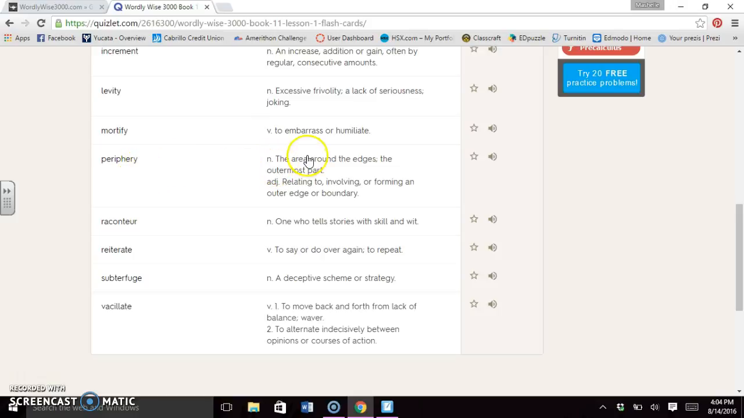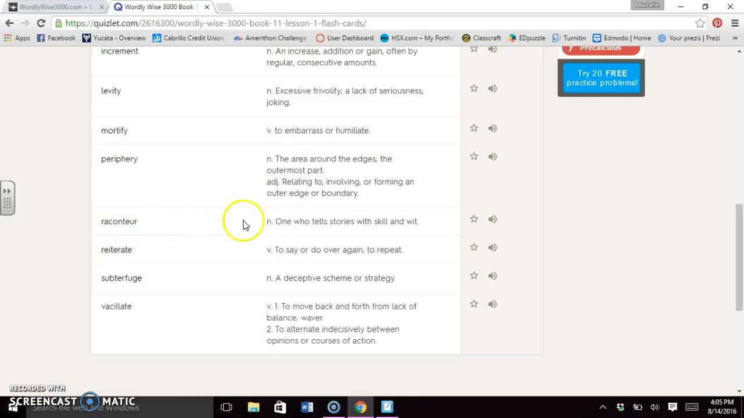Periphery is a noun. The area around the edges or the outermost part, or the adjective relating to, involving, or forming an outer edge or boundary. So on the periphery of California, or on the area around the edges of California, you have different states. You have Oregon, you have Nevada, and you have Arizona. You also have the Pacific Ocean and Mexico. So that's the periphery, it's the border. On the periphery of Los Angeles, you have Glendale and Burbank and Pasadena. So keeping in mind that idea is what surrounds it. You might also on a periphery have a fence or another building or some aspect of a border of some kind.